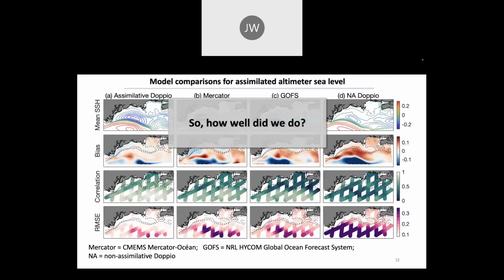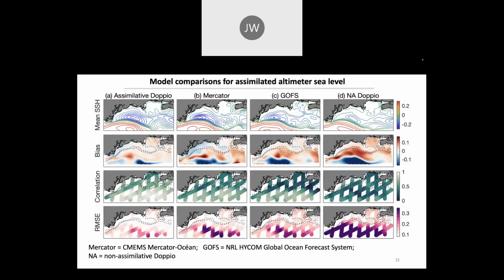So how well did we do? What I'm showing here, left to right in best to worst model, we've got bias, correlation, and RMS errors. And here, light shades are good, RMS error low, and a correlation high. So we've got good correlations out here offshore, less good against the shelf, but better than Mercator, and a lot better than Goff's, and a lot better than our own model if we don't assimilate any data.